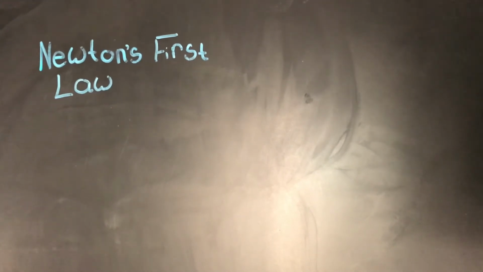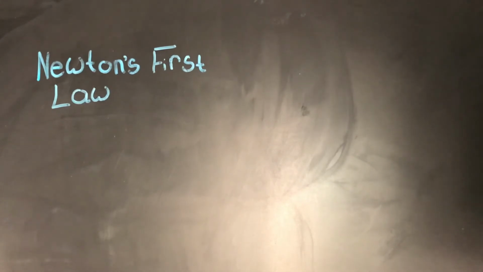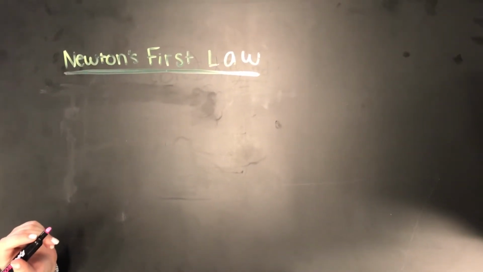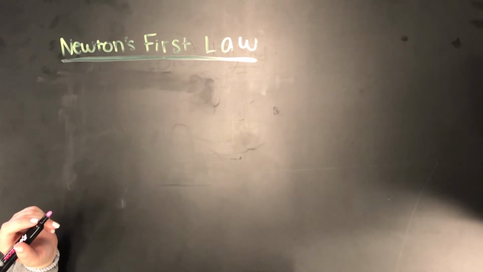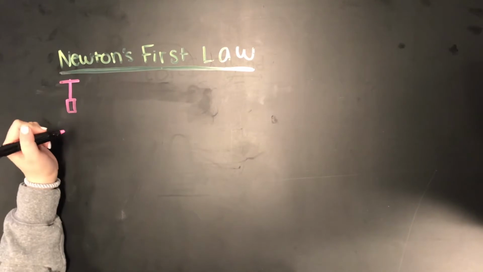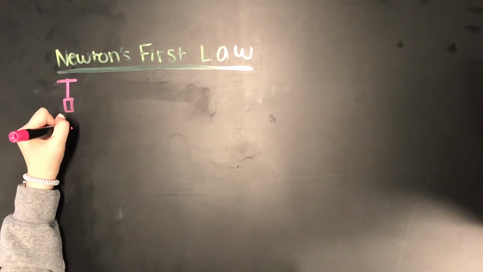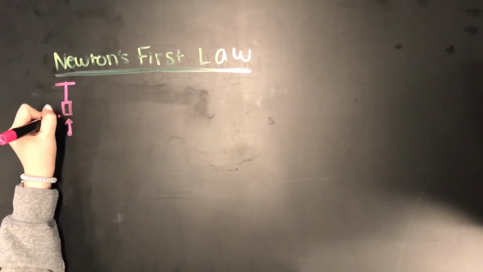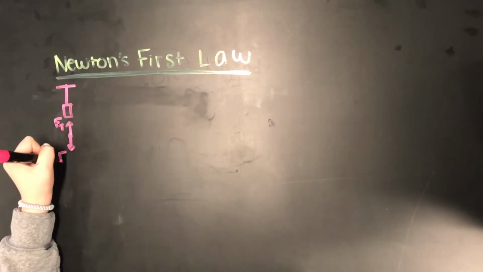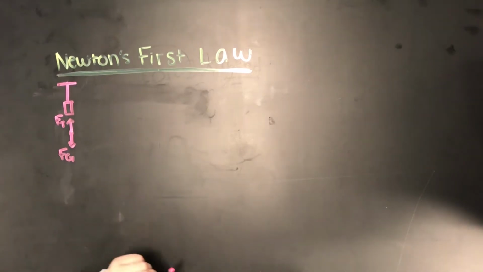Inertia is a property of mass by which it continues in its existing state of rest or motion in a straight line unless the state is changed by an external force. So for Newton's first law, the example is a box suspended from the ceiling. For your FBD, you're going to do Ft because it's hanging from the ceiling, so it's tension, and then Fg for the bottom.